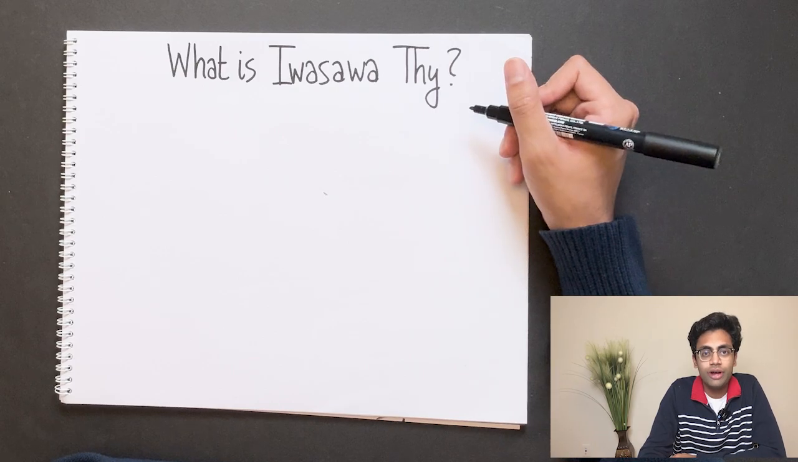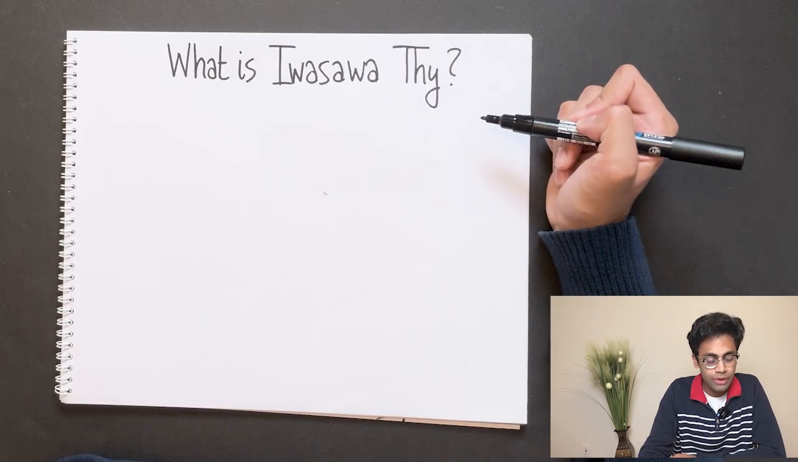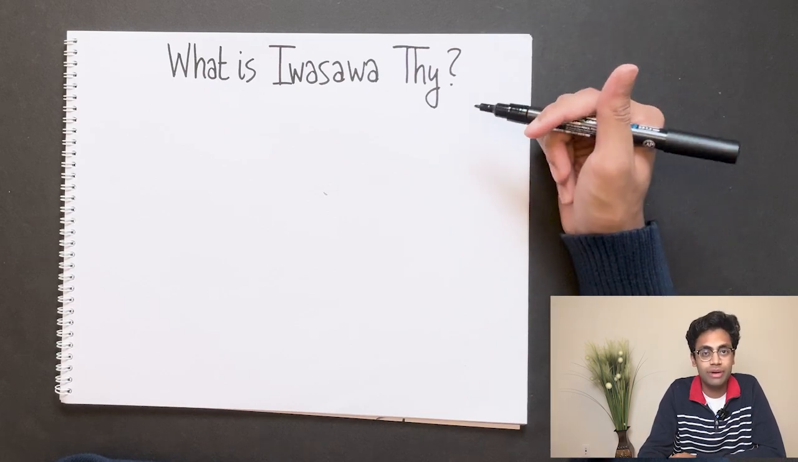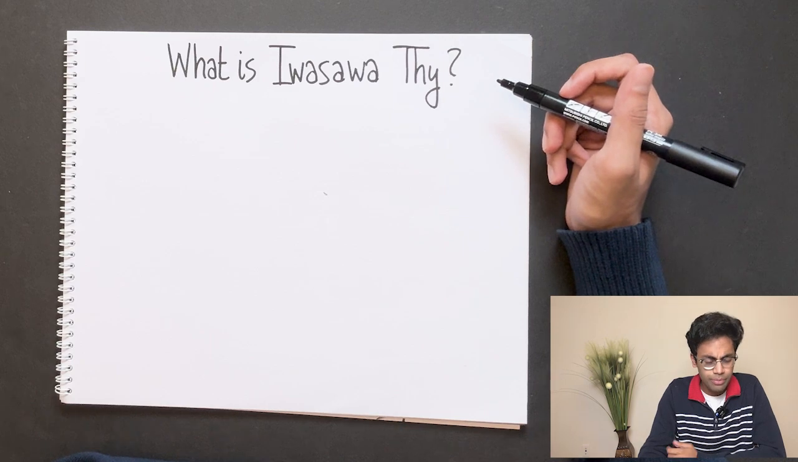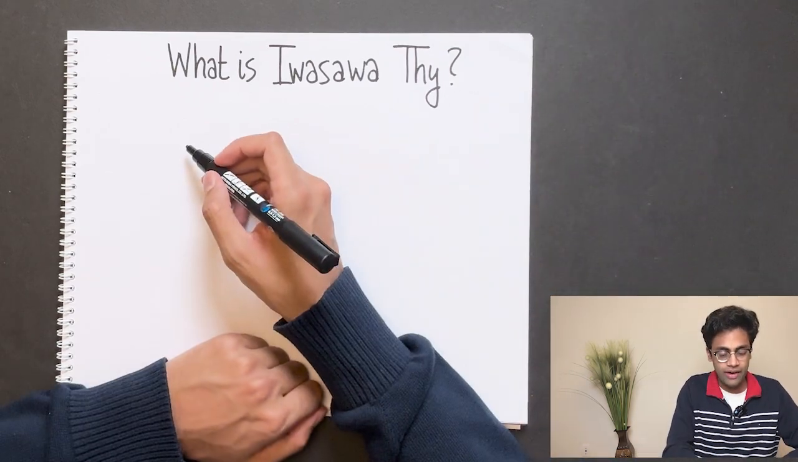This video is going to be an introduction to what Iwasawa theory is. Iwasawa theory is a branch of algebraic number theory that's devoted to doing number theory in infinite towers. So here's the basic philosophy of this whole area.